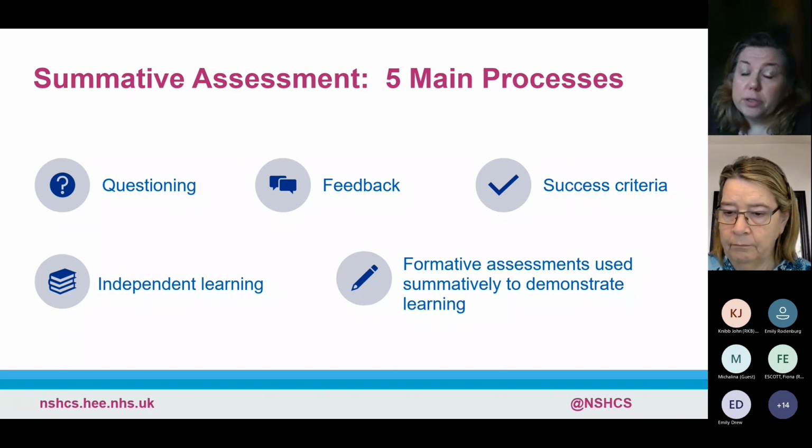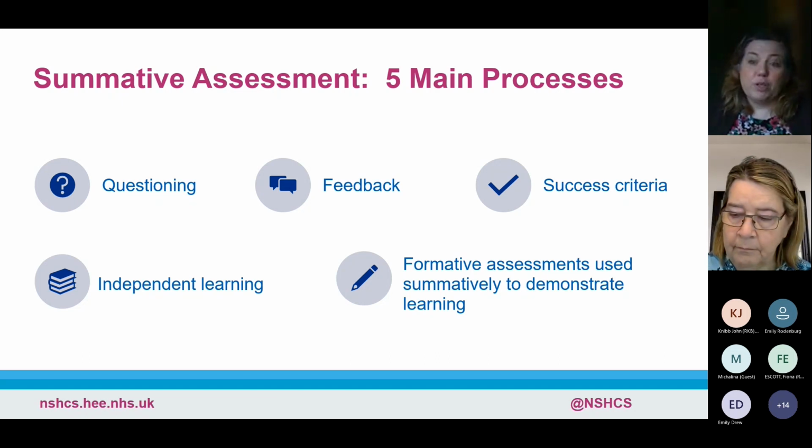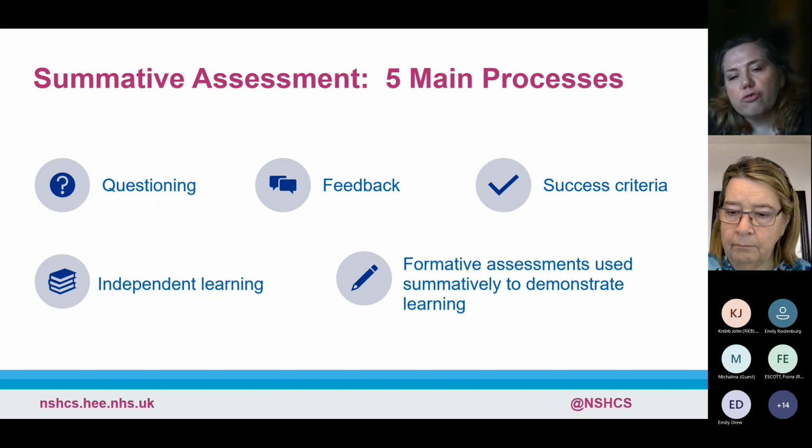These are the five main processes, which are very similar to formative assessment, but implemented slightly differently. Questioning will come up in relation to the IAC interview itself and responding to the scenarios. We are going to look at the importance of giving feedback today for summative assessment, and using success criteria, so basically assessment criteria, so that the trainee and those assessing recognise what success looks like and what's expected of the individual.